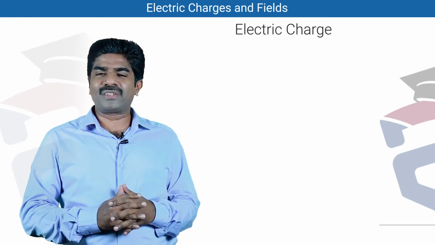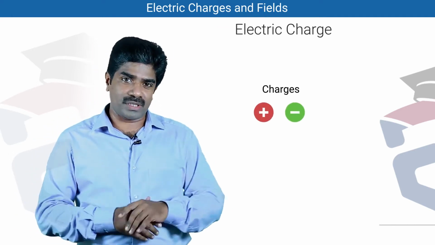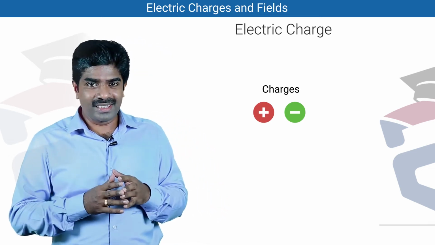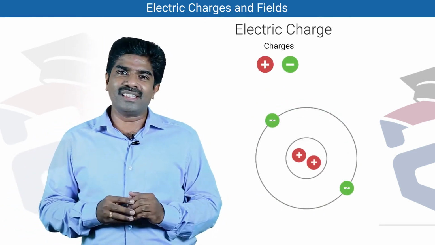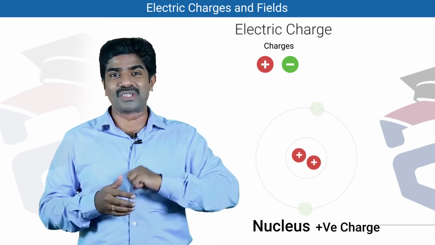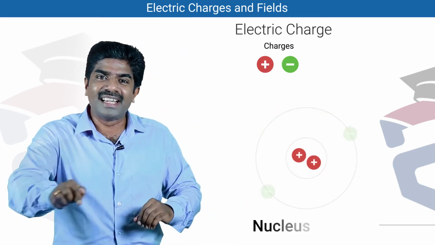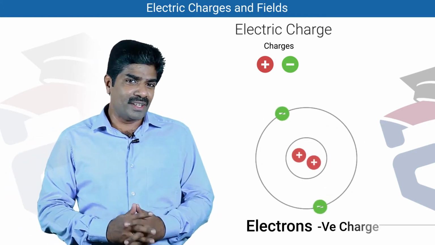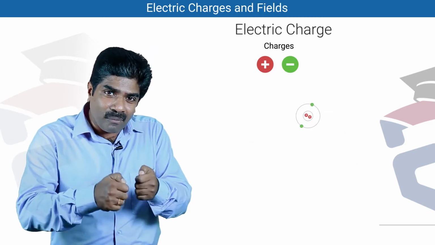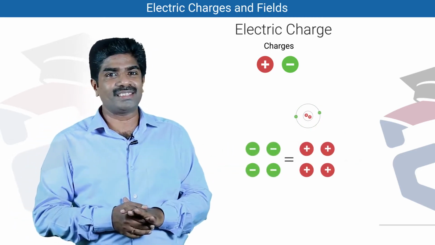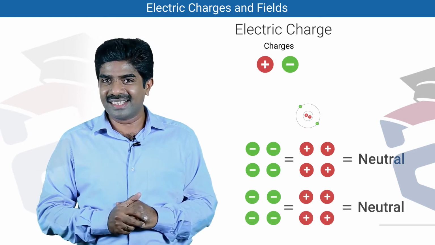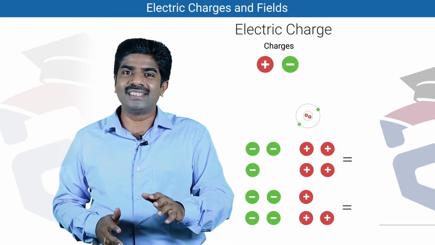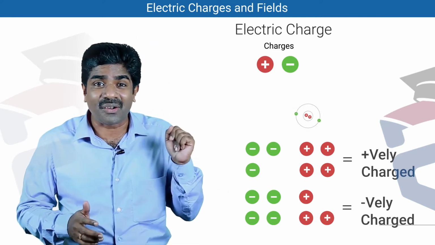In order to have electricity, we need charges. Is there any body without charge? Remember, each atom of a body has a central part called nucleus, which is positively charged, and the negatively charged electrons are revolving around them. Normally, the amount of positive charge is equal to negative charge, hence the body is electrically neutral. And whenever there is an imbalance in this share, the body is said to be charged or electrified.